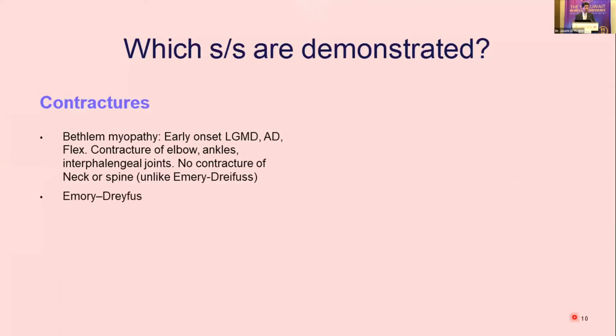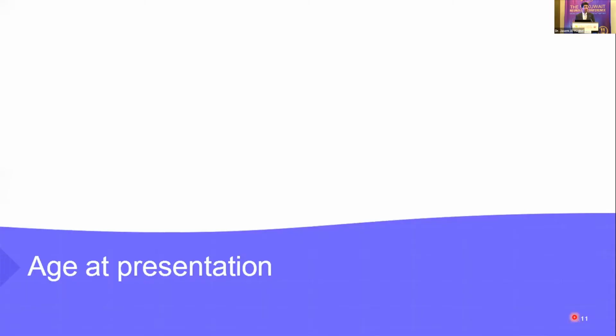And the difference here is that with Emery-Dreifuss, you have the neck and spine contractures early on compared to the Bethlem. Other causes of contractures, as you know, are stroke, central nervous system demyelination, and ALS with upper motor neuron findings.